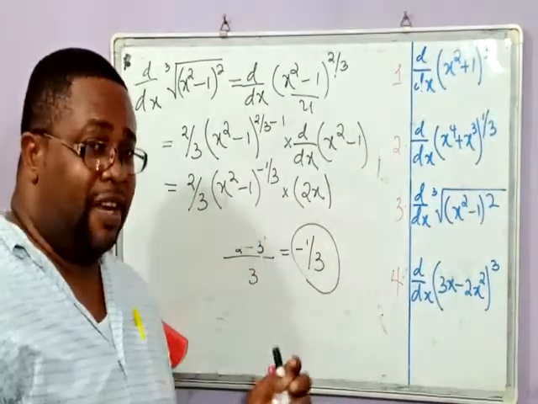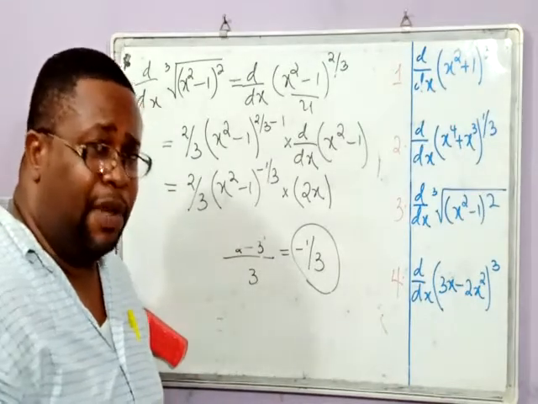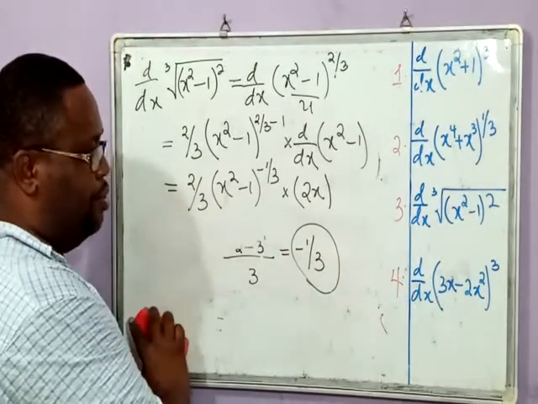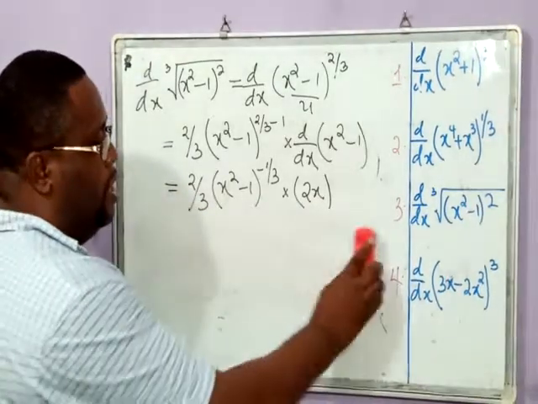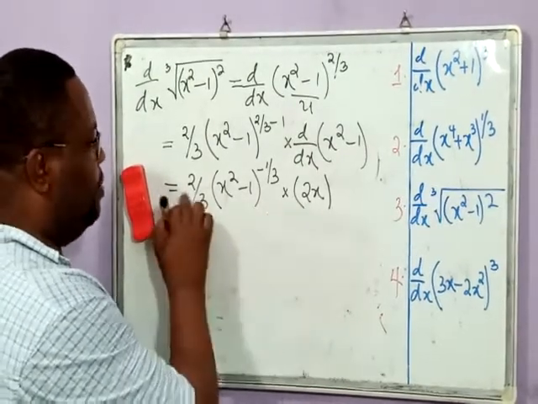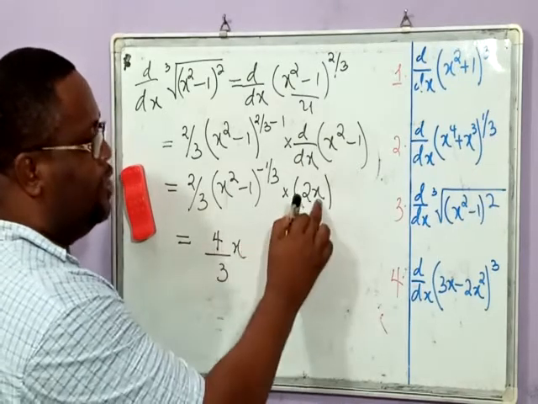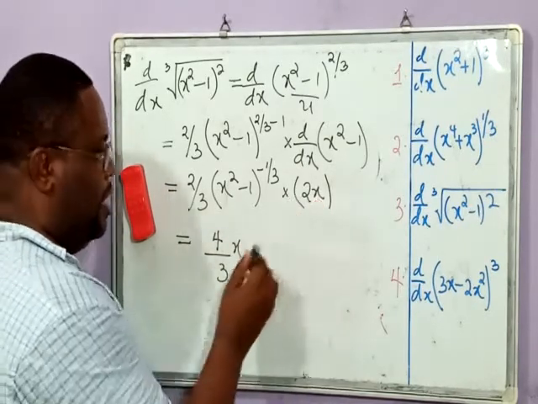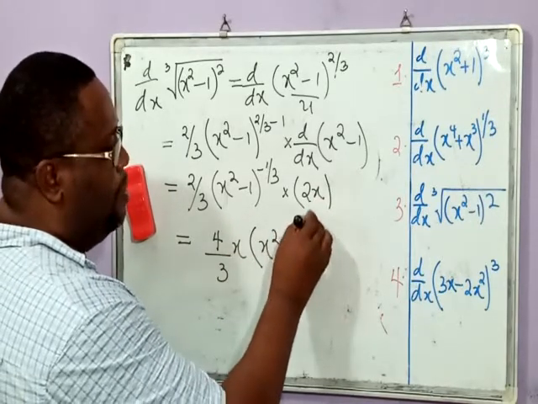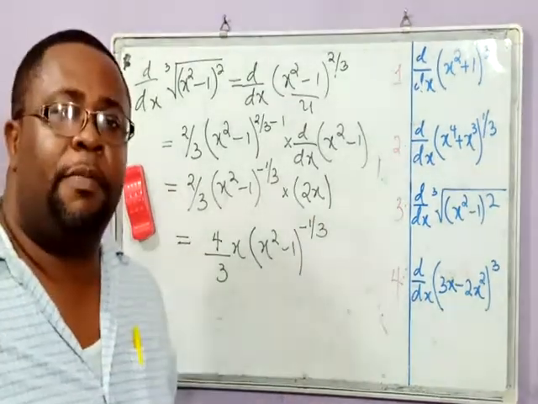We are done with the differentiation here. It's just for us to use algebra and make our answer a bit more presentable. Now when you carry this 2 and multiply by this 2, you are going to get 4. So we simply have this being equal to 4 all over 3, and then we have x, which is this x here, and then x squared minus 1 raised to the power negative 1 over 3. That's the end of the problem.